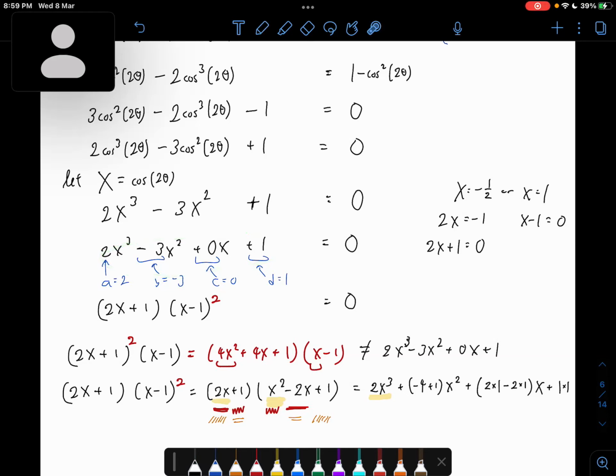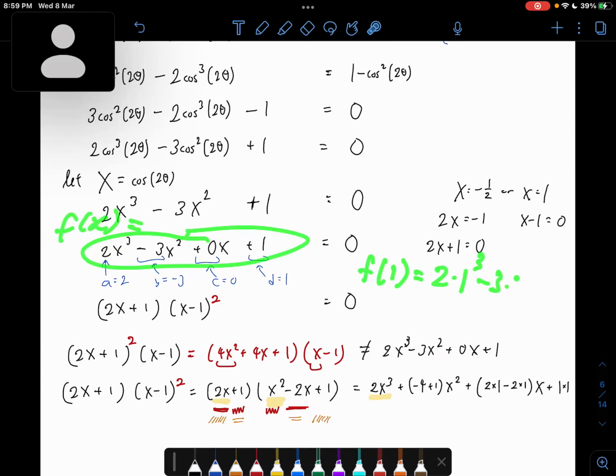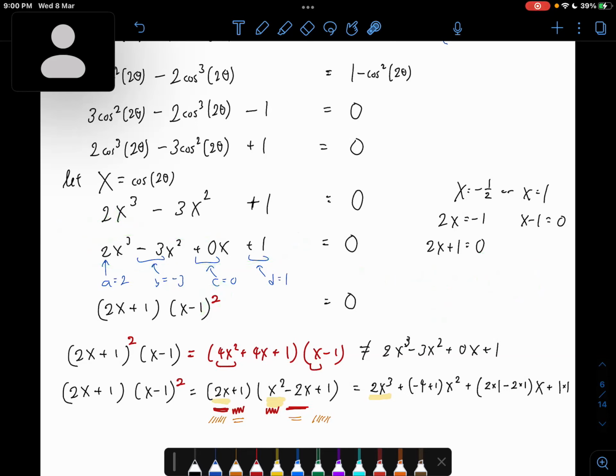Okay, if you didn't have a calculator, what you would need to do is to take this expression, call this f of x, and sub in x equal to 1, trial and error until you get it. Then f of 1, you sub in. So you get 2 times 1 cubed minus 3 times 1 squared plus 1. You realize this is equal to 0. This tells you that x minus 1 is a factor, one of the factors. You won't know whether it's power 2 or not. So you have to write down x minus 1, then you can do long division to go and figure out the other factor.